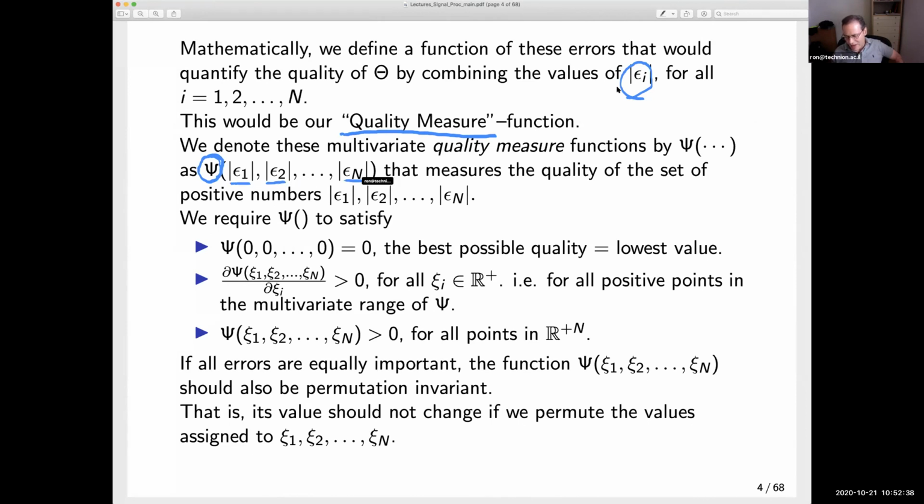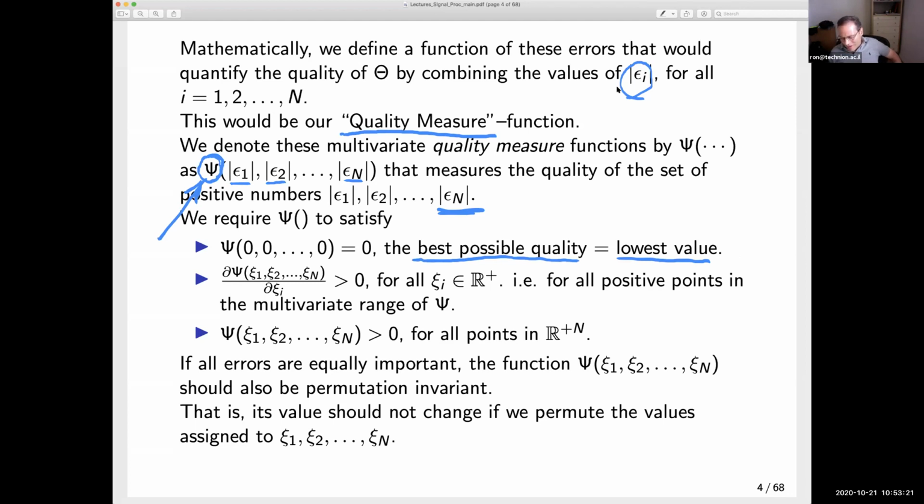And what I would like this measure function to be is I would like it to have the following properties. If I'm taking the absolute value of the errors, I don't really care if the error is positive or negative, then the property that I would expect my quality measure to have is to have the lowest possible value when all the errors are 0. So I would expect the best possible quality to have the lowest value. When I'm talking about quality, in that sense, the lower the value, the better the quality.